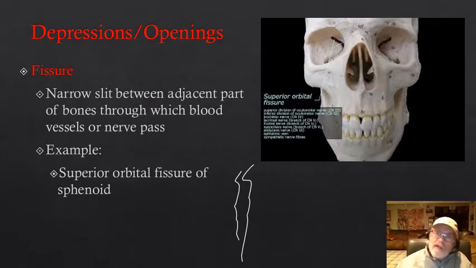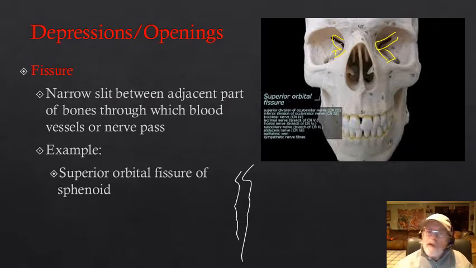A typical example of this is just looking at the skull. See that little black line right there? There's another black line right there. There's actually another part of it that comes down this way, and you can't see it here. That's called a superior orbital fissure. Orbital means eye. We talked about that before. It's a word you should know. It's a superior orbital fissure.